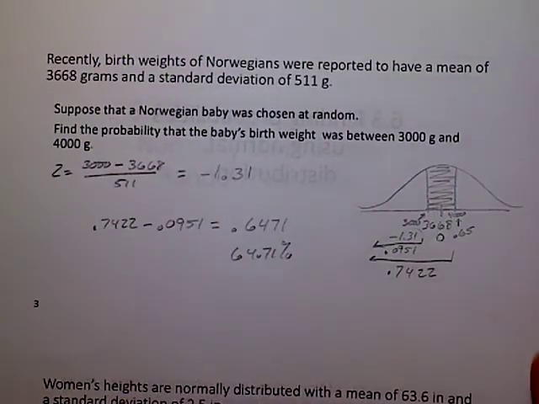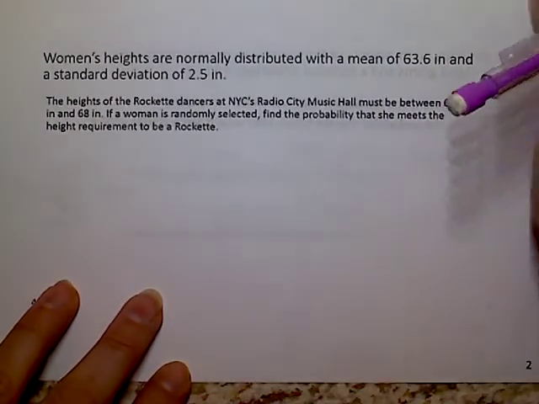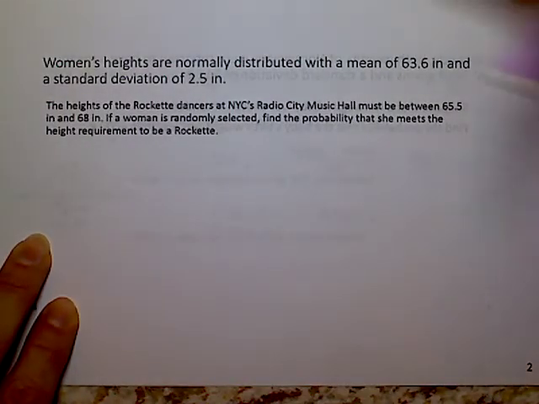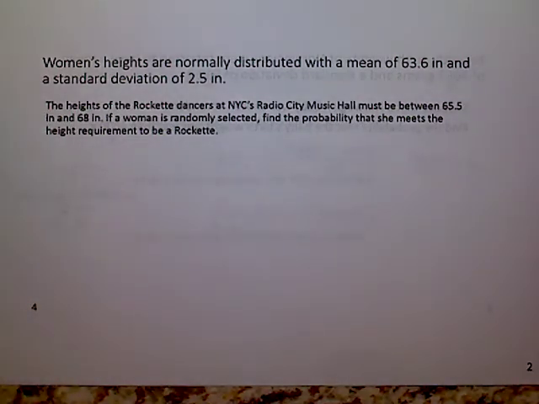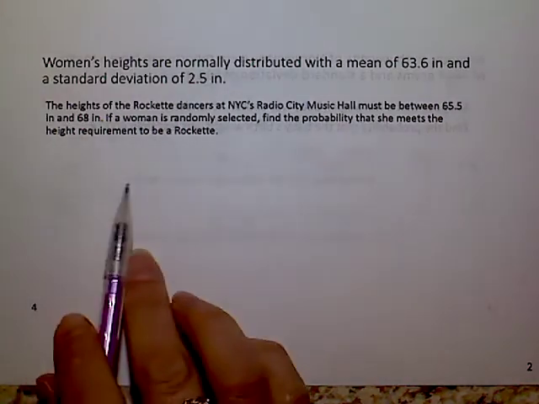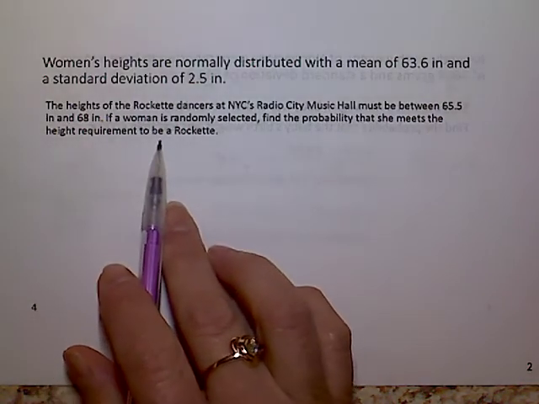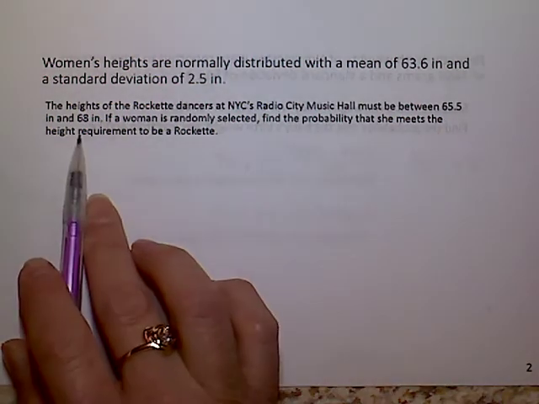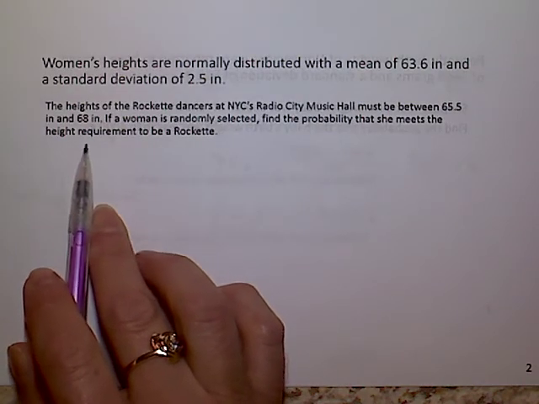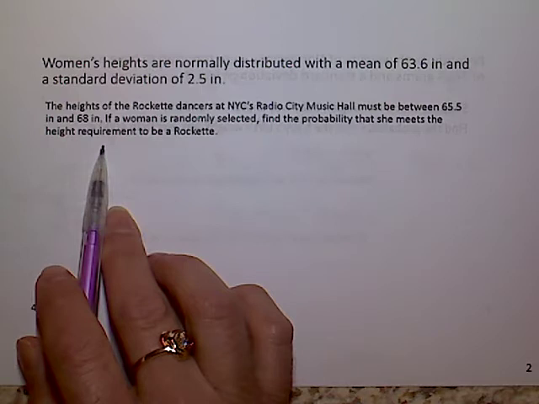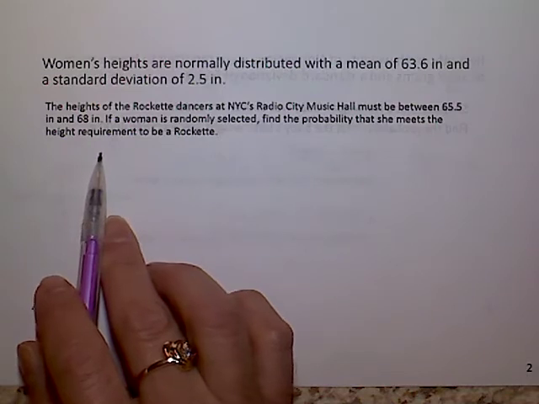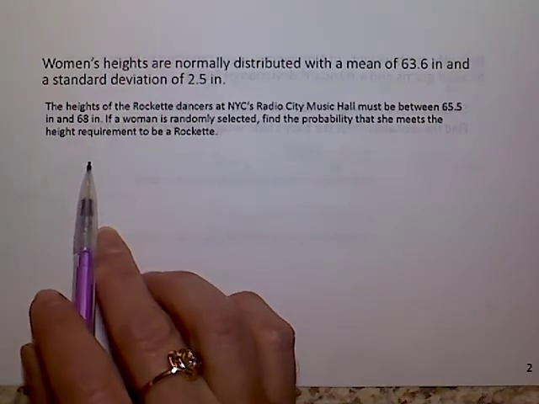All right, let's come back to America. I know you wanted to. Women's heights are normally distributed with a mean of 63.6 inches and a standard deviation of 2.5. I want you to pause and try this one on your own. You're going to find that the heights of the Rockette dancers must be between 65.5 and 68 inches. And so I want you to find the probability that a random woman is going to meet this height requirement. Okay? We like random people in this probability. All right, hit pause and go do it yourself.